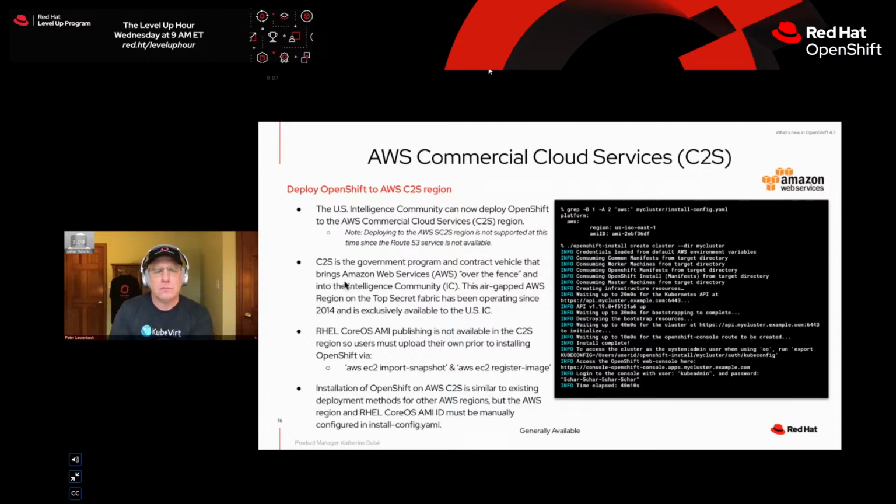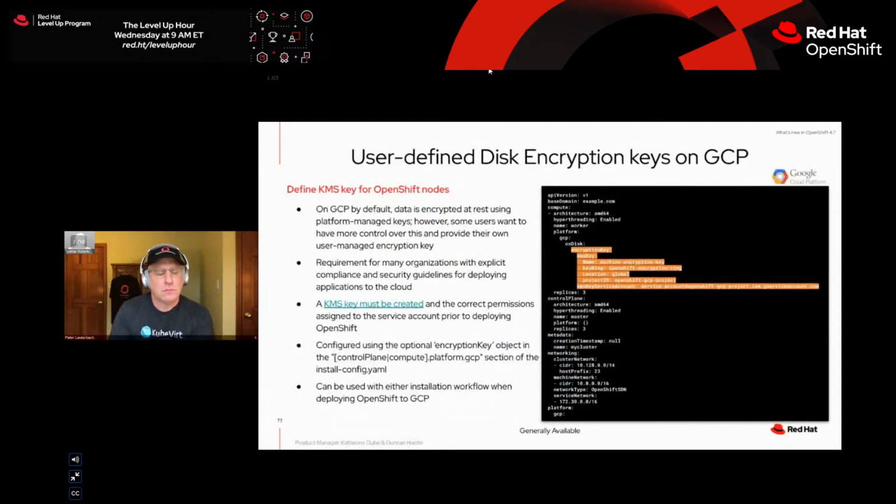For user-defined disk encryption keys on GCP, this is new that we are introducing in 4.7 for customers with explicit compliance and security guidelines when deploying to GCP. We have added the support for a user-managed KMS key for encrypting data on disks. The KMS key can be configured in the install config using the optional encrypt key object and associated fields. The KMS key must be created, along with assigning the proper permissions to the service account, prior to deploying OpenShift.